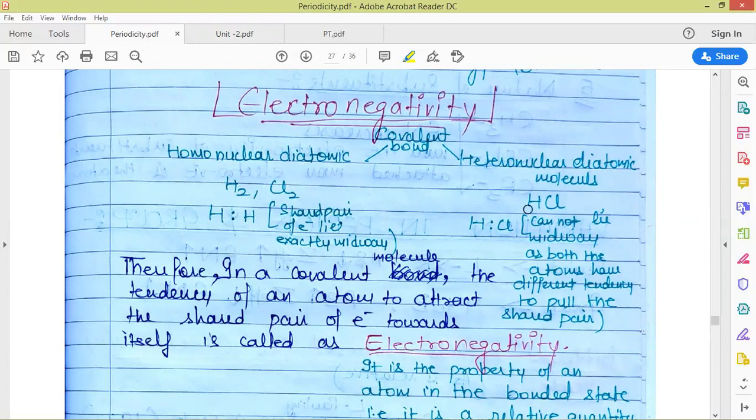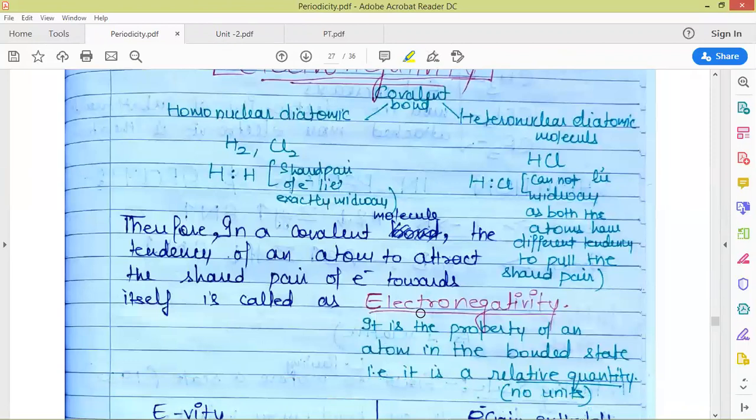But once we talk about a covalent bond between heteronuclear diatomic molecules, when the two atoms are different, say, let us take the case of HCl, the shared pair of electrons cannot lie exactly midway, as both the atoms have a different tendency to pull the shared pair of electrons, and this tendency of pulling the shared pair of electrons is defined as electronegativity. Therefore, in a covalent molecule, the tendency of an atom to attract the shared pair of electrons towards itself is called electronegativity.